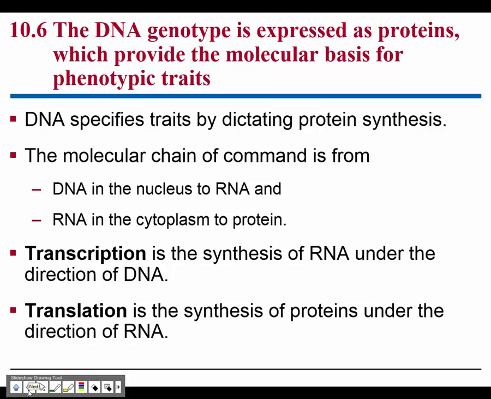So DNA specifies traits by dictating proteins. And then we have a molecular chain of command, right? So you have kind of the guys in the office, which are in the nucleus. That's the DNA, and they have the blueprints for the house you're building or whatever it is. And then you have RNA that's also in the nucleus, but it's also in the cytoplasm, and that's where it's formed into a protein. So RNA is kind of the engineer that goes to the office, picks up the blueprints, and takes them to the job site. And then at the job site, they're translated, and we build a house.